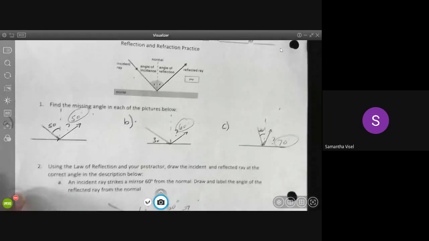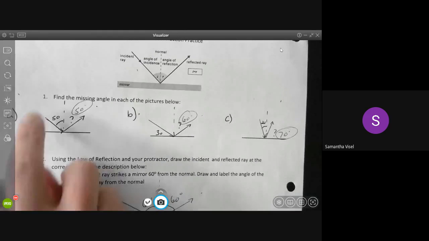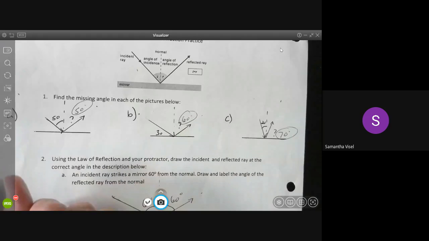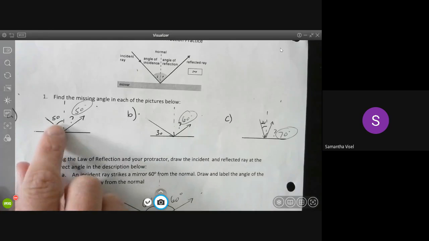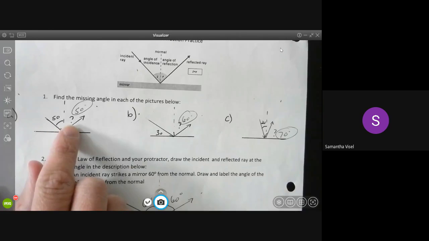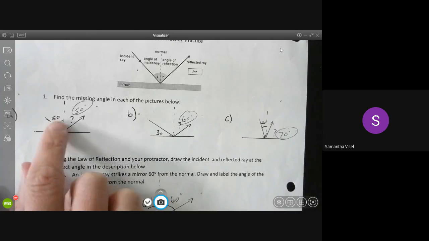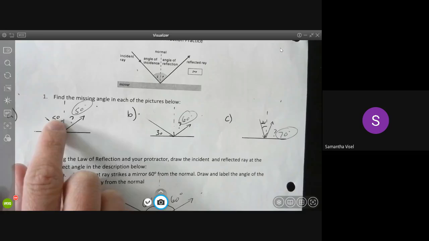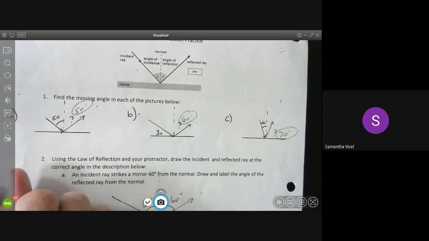All right, so our first problem here, we're given a picture and we have to identify the missing angle using the law of reflection. So in this picture here, we're looking for the angle of reflection. So law of reflection says that the angle of incidence should be equal to the angle of reflection. So if the angle of incidence is 50, then the angle of reflection here should also be 50.